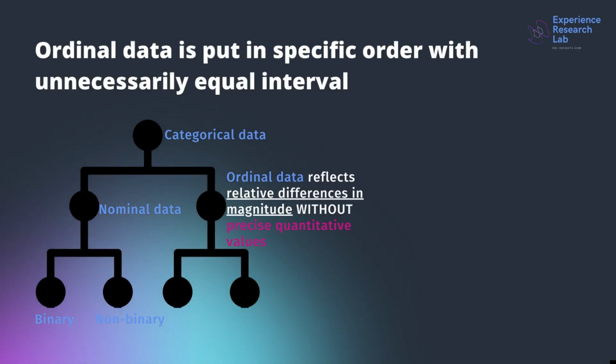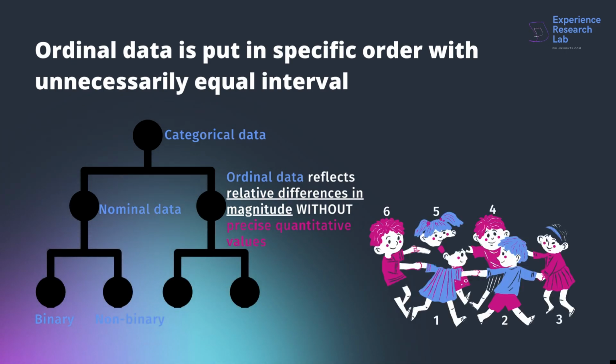Ordinal data represents categories with a specific order of ranking but unequal intervals between them. It reflects relative differences in magnitude but doesn't provide precise quantitative values. While we can establish a rank, we cannot quantify the exact difference between these categories.